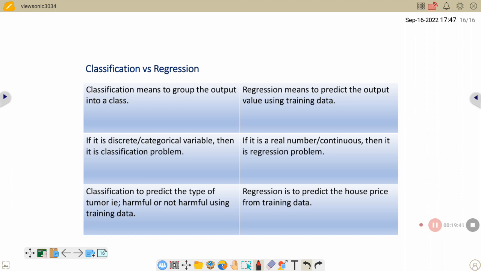Coming to the third point, classification is used to predict the type of tumor. These are examples like whether the tumor is harmful or not harmful using the training data. We are having two separate distinct classes. Whereas in regression, we are predicting the house price from the training data.